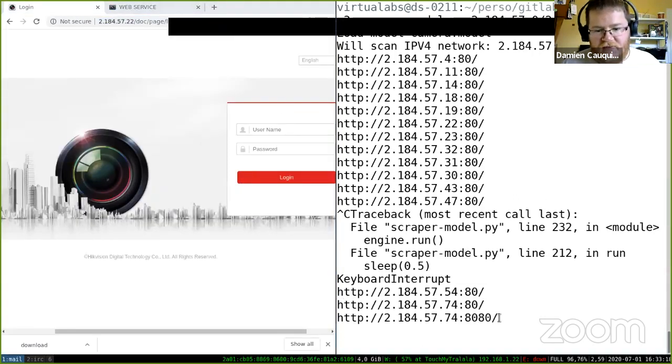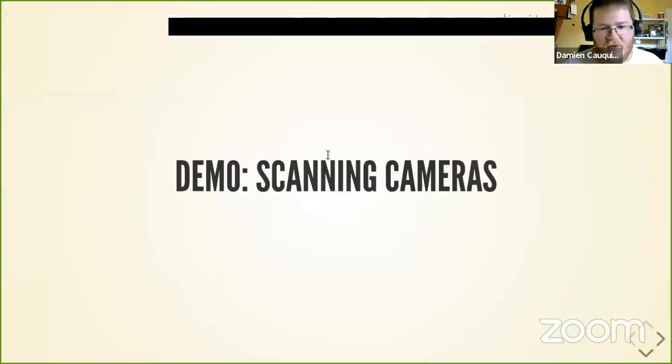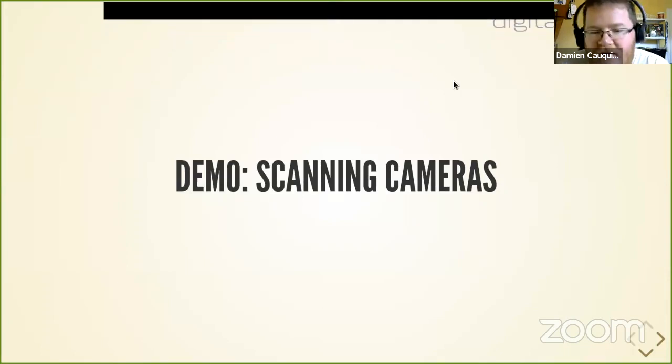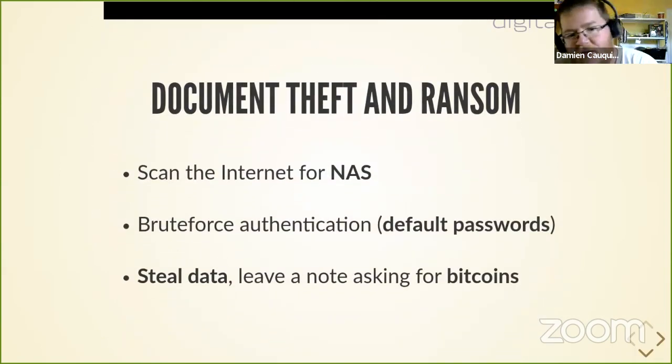So this scanner is able to spot cameras based on machine learning. I don't need to implement some pattern matching algorithm. This is created based on the collected data I get from my system. So basically, you can then geolocate camera feeds, create a map of camera feeds available, and also try default usernames and passwords. And you can do the same with network attached storage, find default passwords and steal data and so on.